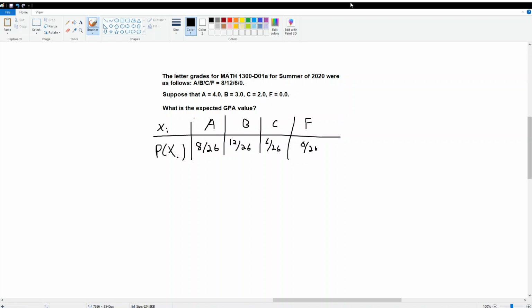Now, if you're a little bit stuck, this discrete probability table might help you. We have 8 A's, 12 B's, 6 C's, and no F's. So the total number of students was 8 plus 12 plus 6, which is 26. So the chances of getting an A were 8 out of 26. A B, 12 out of 26. A C, 6 out of 26. An F, 0 out of 26.